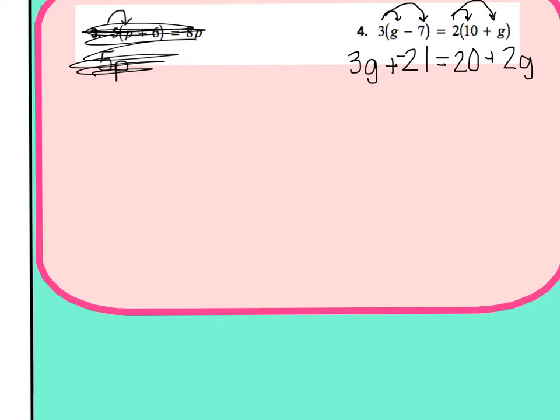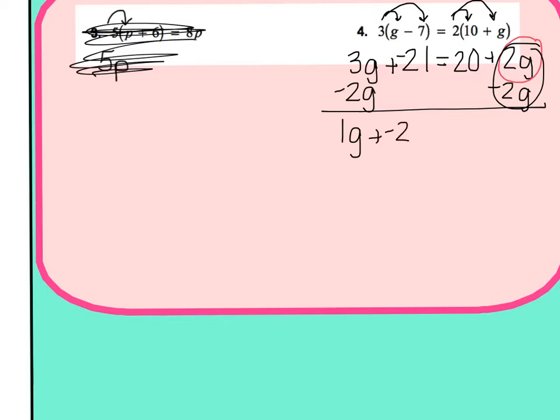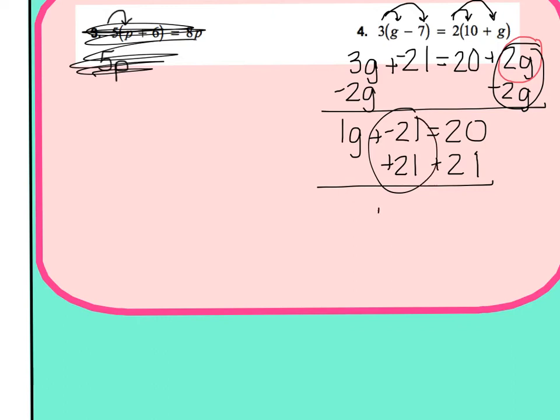I'm going to choose to bring these 2g's over to the other side so that I can deal with positive g's. So I'm going to take away 2g's from both sides, which leaves me with 1g, or just g, plus negative 21 equaling 20. To get rid of that negative 21, I'm going to add 21 to both sides. And that's 1g, or just g, equals 41.